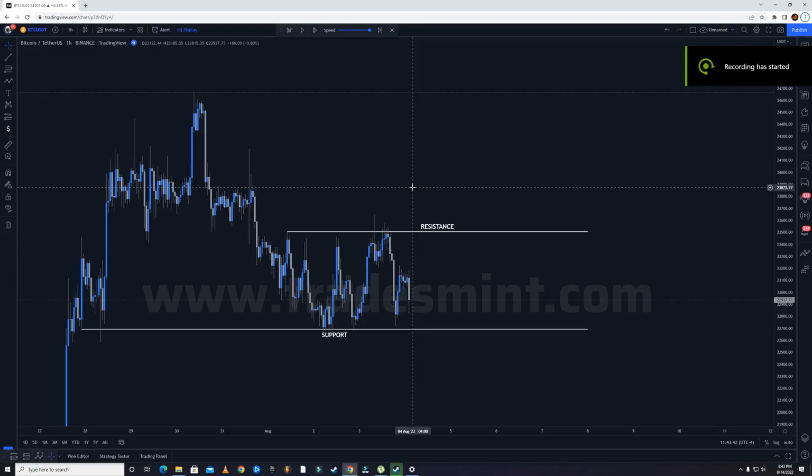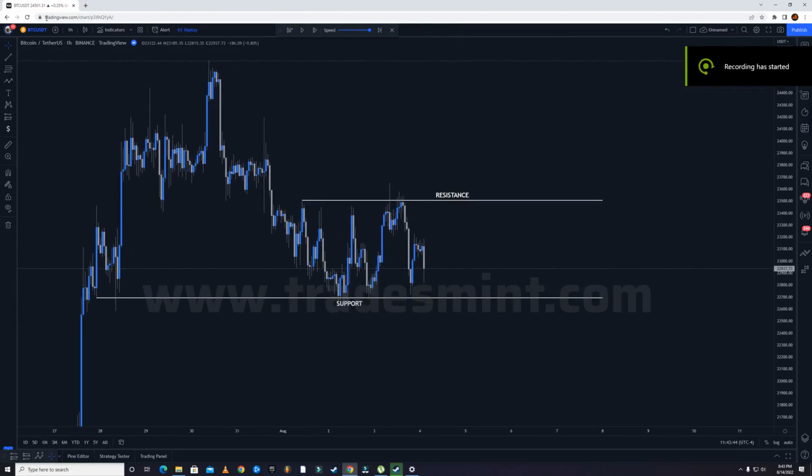All right, so this is the example. This is a Bitcoin chart, but it can just work on any pair, to be very honest. Any volatile pair, like EUR/USD, GBP/USD, GBP/JPY, and NAS 100, NAS 30, and all that good stuff.